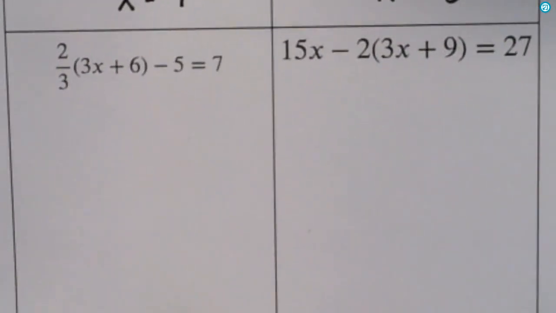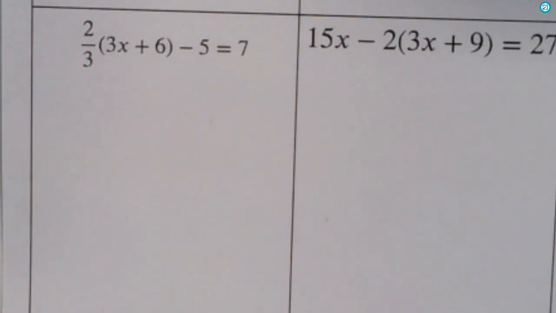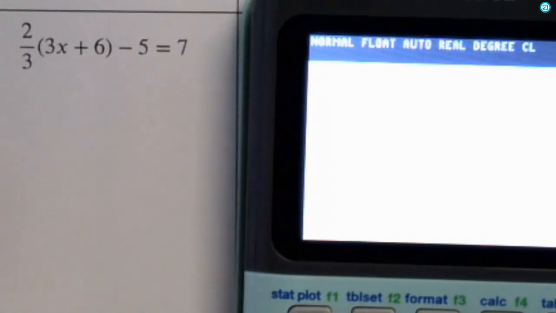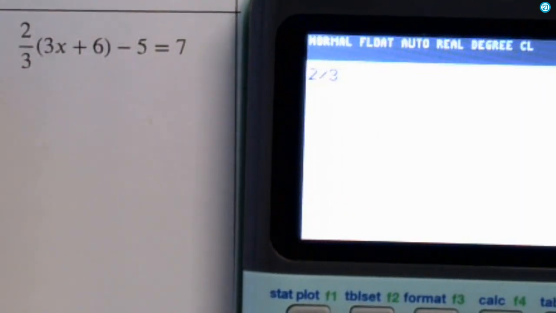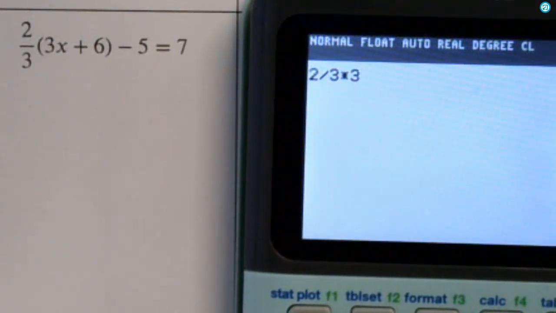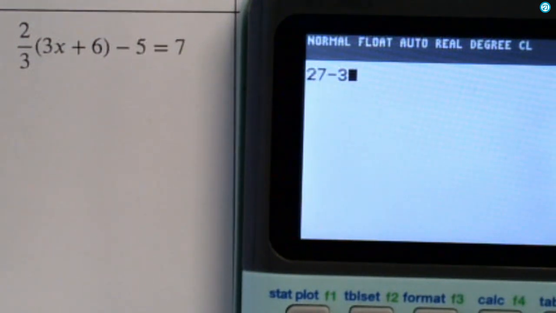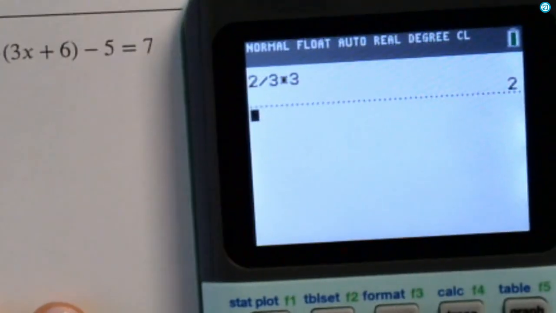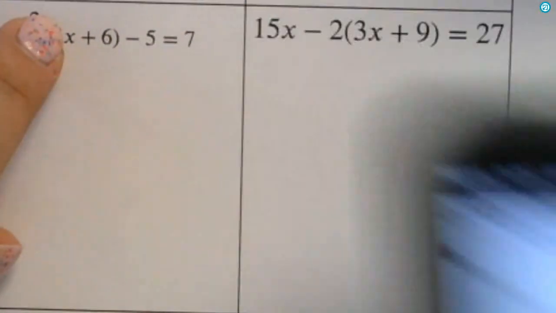If you were not here on Friday, make sure you go watch that notes video. But we spent a lot of time working on distributing fractions on Friday. Fractions are just division. So if I want to distribute out 2/3, I'm going to do 2 divided by 3 times 3. There we go. 2/3 times 3 is 2. So 2/3 times 3x is going to be 2x.